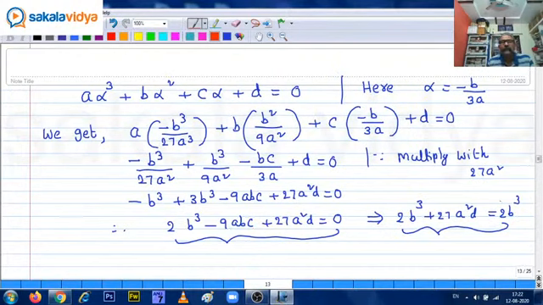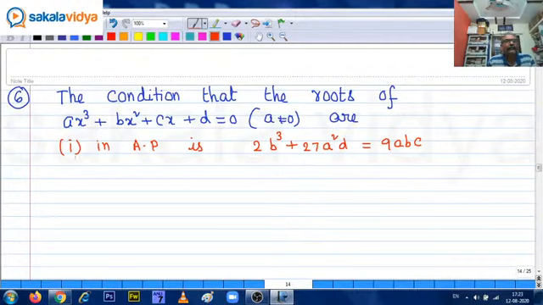So you take this 9abc to this side. Second, in a similar manner, we can derive the GP condition also. For GP, it is ac cube equals b cube d.